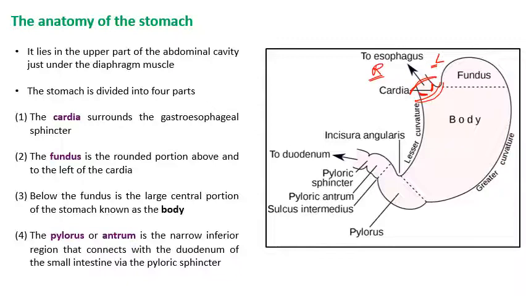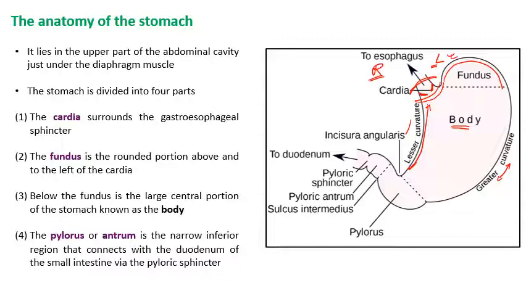So this rounded portion is above the cardia. Cardia is here, so if you see above this line, it is above the cardia, and it is on the left side. That is known as the fundus, and below the fundus there is a portion known as the body. The body is the central portion of the stomach, and it has a lesser curvature and a greater curvature. The curve is very long here, so that is known as the greater curvature. This is the short curve, so it is known as the lesser curvature.